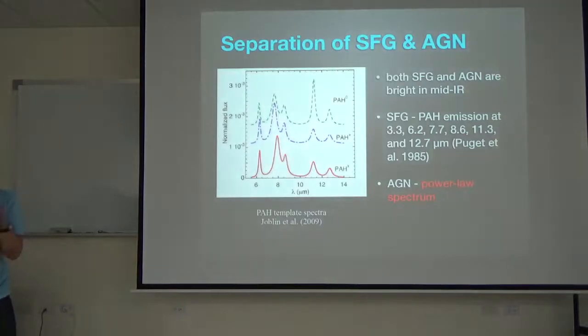To find AGN, we have to separate star-forming galaxies from AGN, because they are also bright in the mid-infrared band. The way to separate them is to use the PAH emission. There are some emission lines that peak at certain bands, so if you observe those features, you can distinguish star-forming galaxies from AGN. In the meantime, AGN tend to have a power-law spectrum. That's the way to separate them.